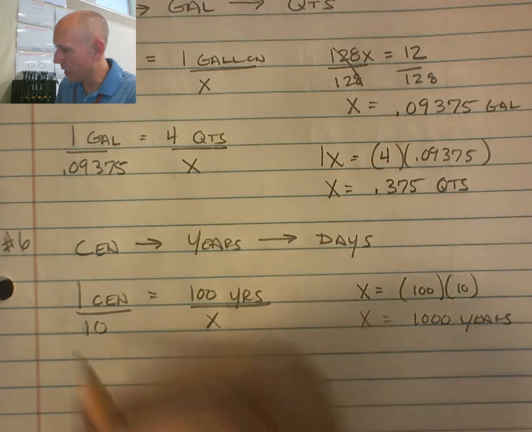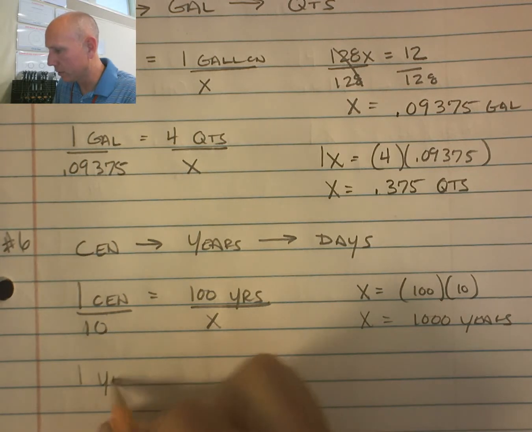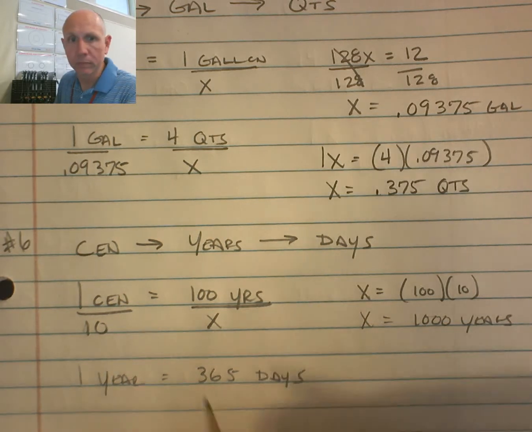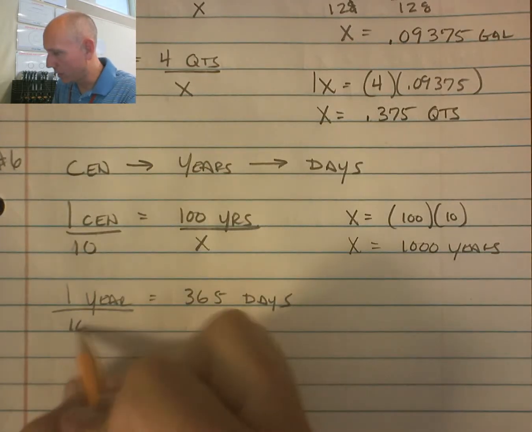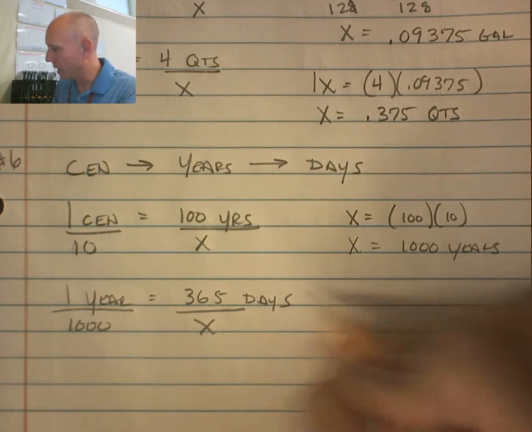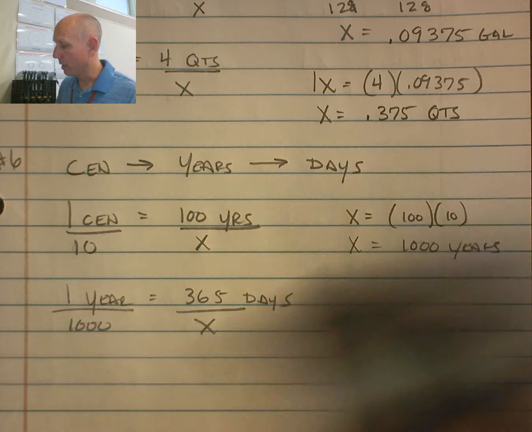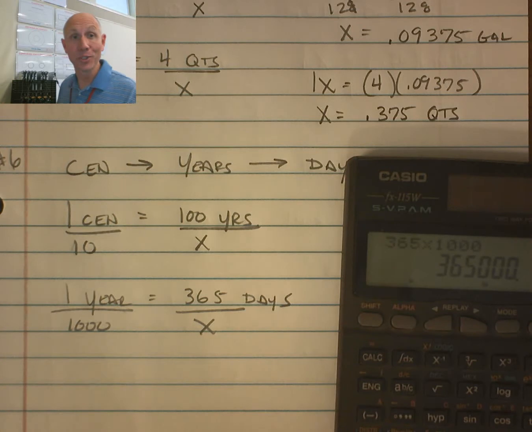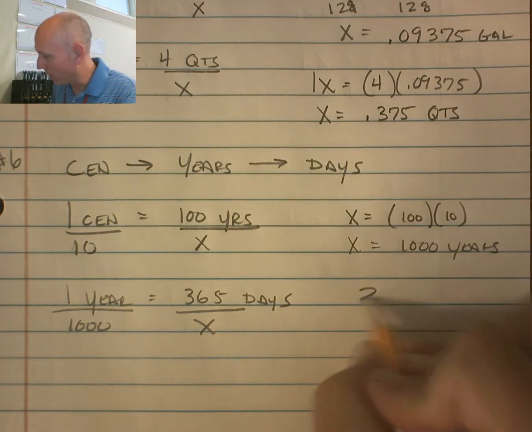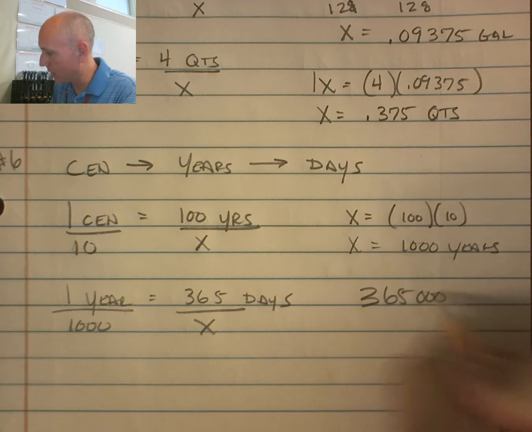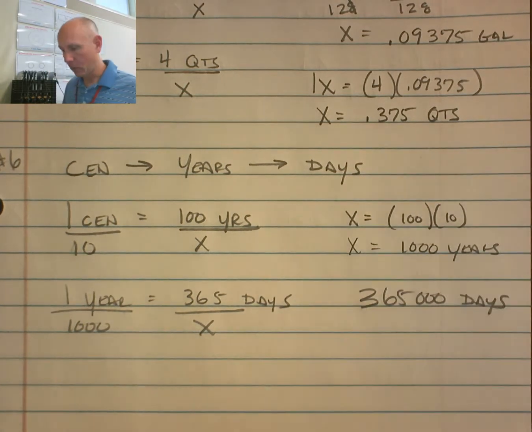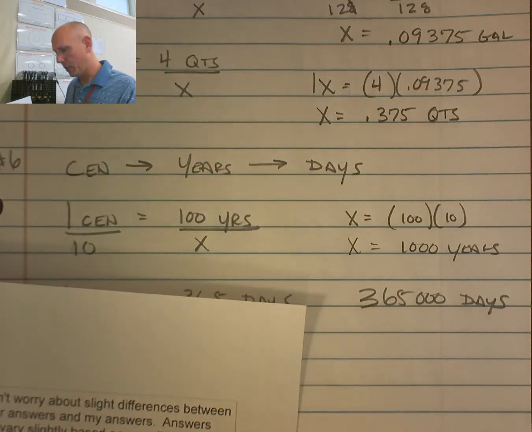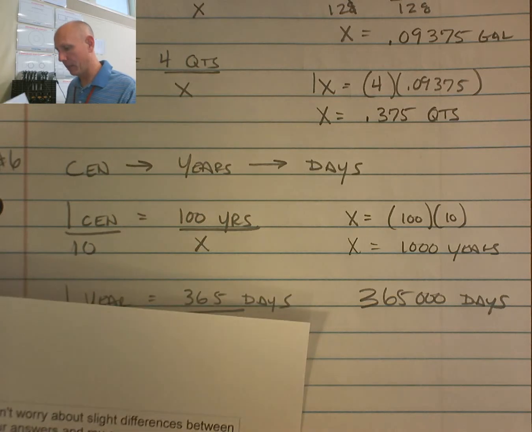Now I have to take years into days, so I know that 1 year equals 365 days. And I would have 1,000 years. Cross multiply and divide. So this is 365 times 1,000 equals 365,000 days. Good. That was number 6. Checking with my answer key. Answer key says 365,000.